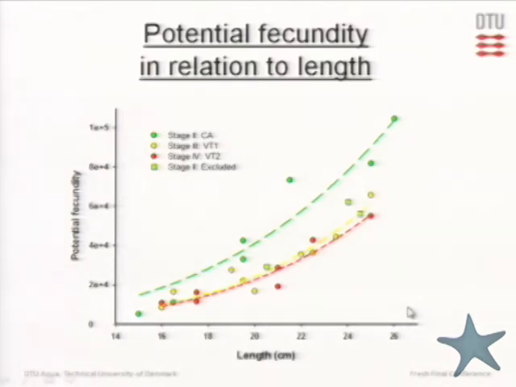If we look at the potential fecundity in relation to length, we observe that the fecundity is increasing with length, just as we would expect, but we also see that we have a higher fecundity in the early stages than in the more mature stages. This indicates that there is a downregulation of fecundity from the early stages until the late stages. This one is actually not correct. These 3 stages are stages which have both cortical alveoli and early vitellogenic oocytes, and we can see that they are intermediate.